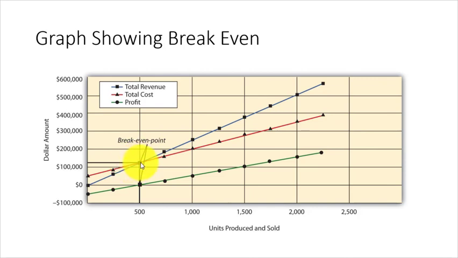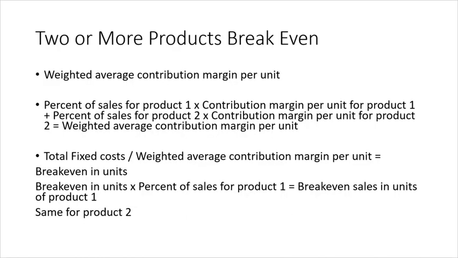When profit is 0, that's the break-even point. When you're down here, your profit is negative. You have a loss because you're not covering your costs. Once you pass the break-even point, you see that the total revenue is going up faster than total cost, and therefore the difference is your profit. So that's a way of visually or graphically representing it.